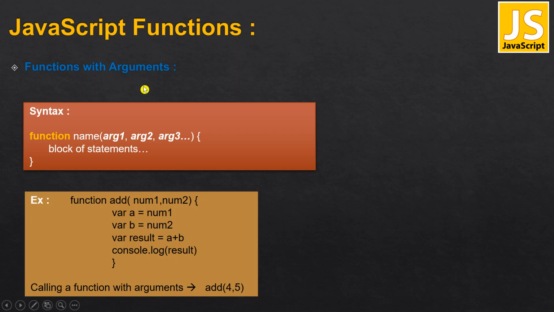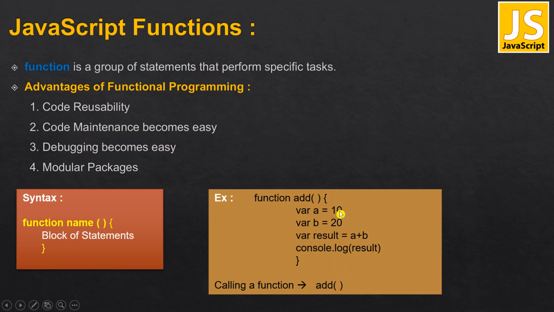In the earlier class, let me go to the last class. This is the example which I had explained in the last class. It's simple, I have hard coded all these values. Hard coded means manually given all these values. So function simple add, and the code block is like this: 10, 20 and the result is 30, and the result is displayed onto the console. That is the functionality, right?